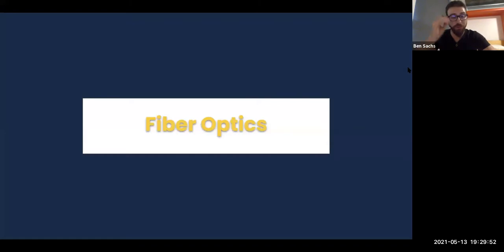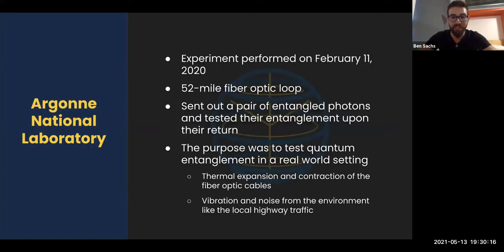So there are two technologies we're going to be talking about. The first one is fiber optics, where we're moving entangled quantum photons along fiber optic channels. The second one is satellite communication, the research that China is doing. First, we're going to talk about fiber optics, and Thomas is going to give you some background on the experiment at the Argonne National Laboratory that's been ongoing for a few years now.